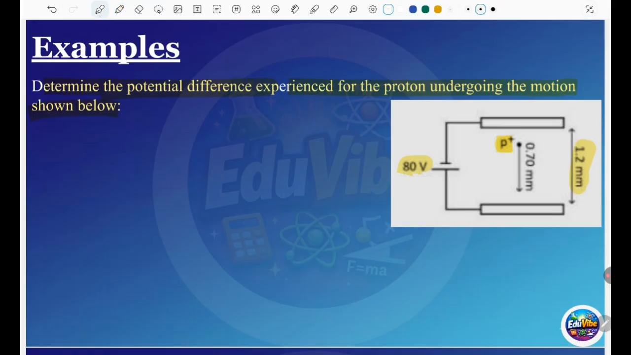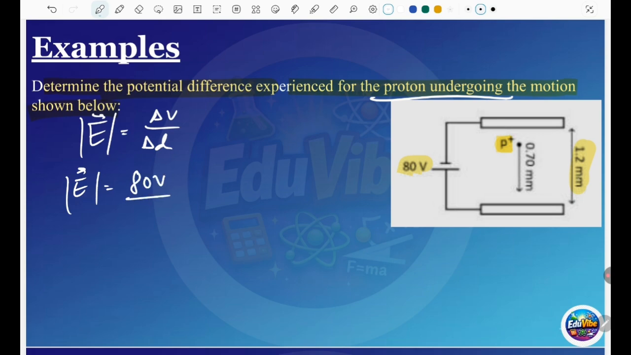We have to first use the formula. Basically, we are trying to find delta V experienced by the proton undergoing motion, but we don't know how it goes from this. So for this, we use this formula two times, but in different aspects. Firstly, we have to find the electric field. So delta V is 80 volts, delta d is 1.2, and I keep it in mm and mm because they cancel out. So when we calculate this, you get 66.6 repeating volts per mm.